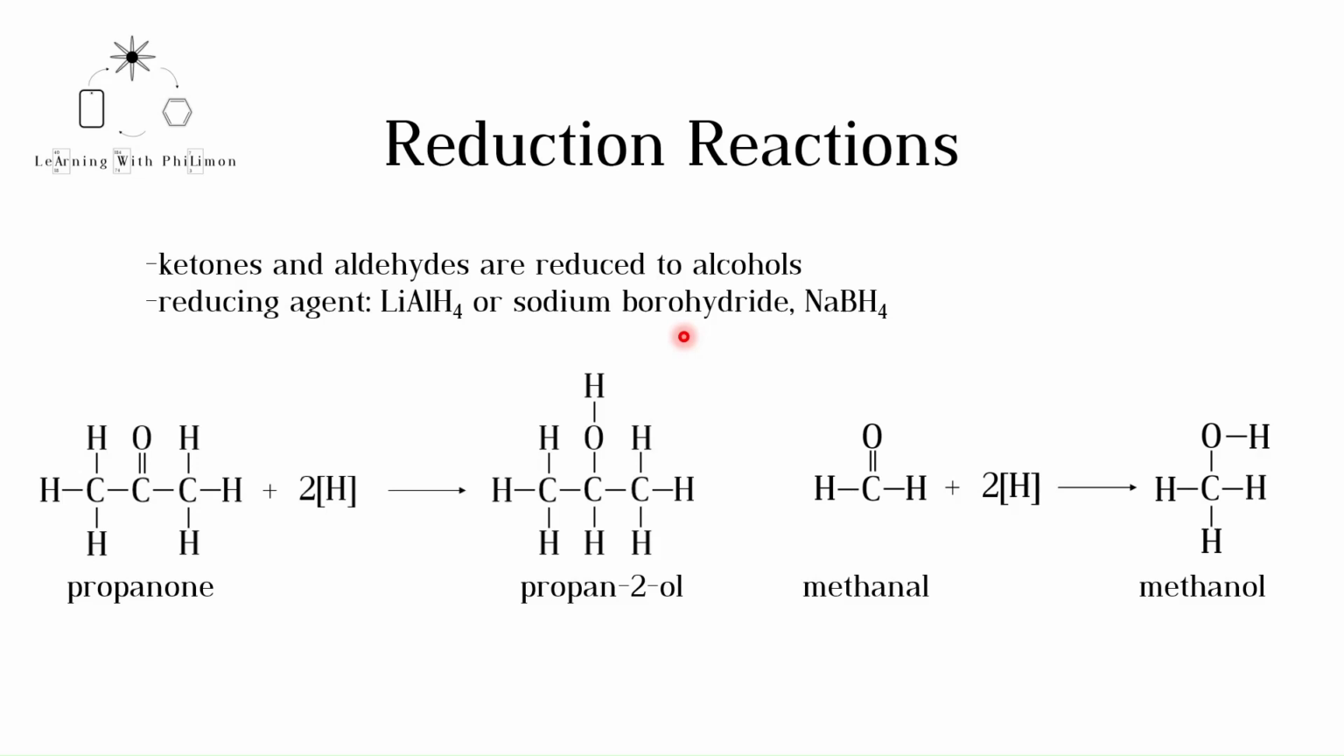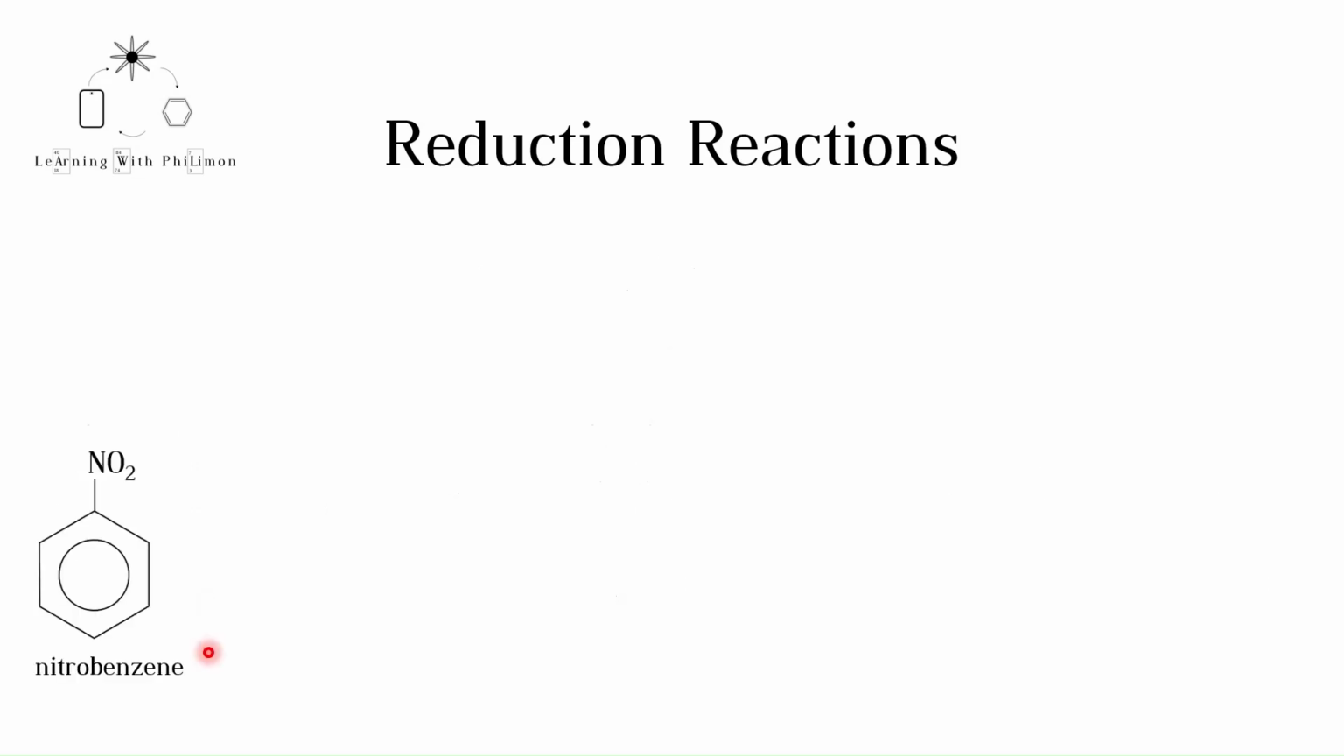In our final reaction, we will see how nitrobenzene is reduced. Nitrobenzene is formed by reacting benzene with concentrated nitric and sulfuric acid. For more on the mechanism, please watch the previous video, Electrophilic Substitution. To convert nitrobenzene to phenylamine, 2 steps are required. In the first step, nitrobenzene is heated under reflux in a mixture of tin and concentrated hydrochloric acid.